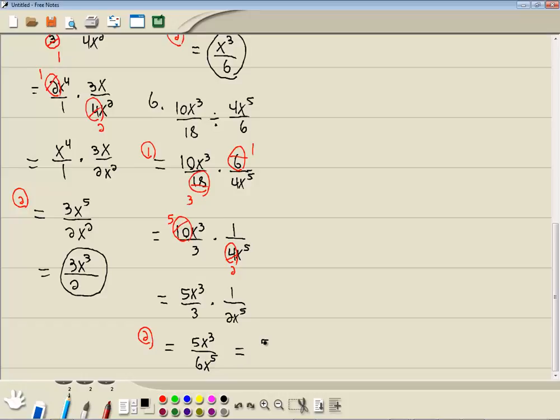Okay, let me write the numbers down. Now notice we have x to a power over x to a power. So we'll subtract the smaller exponent from the larger one. So 5 minus 3 gives us 2. And we're going to have x to the second power, where our larger exponent was on the bottom. So that would be our answer.